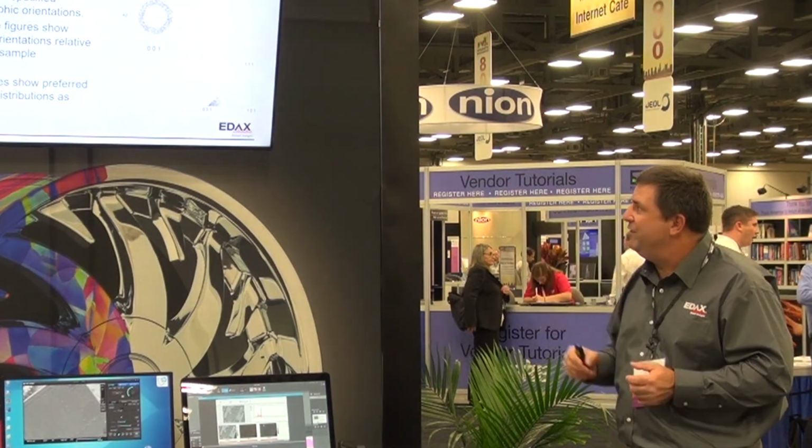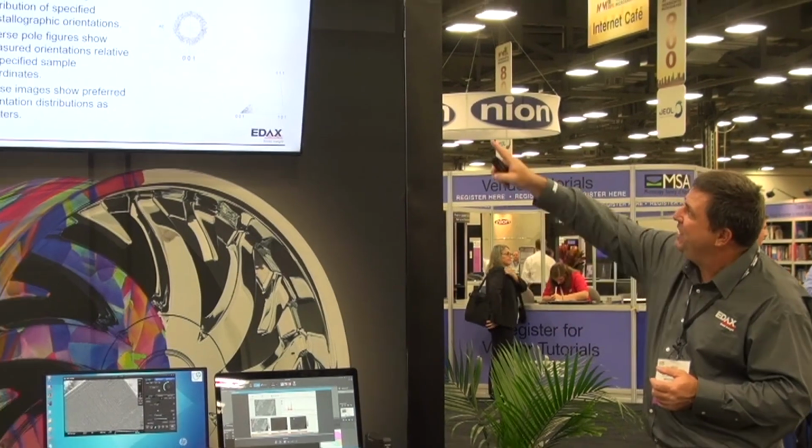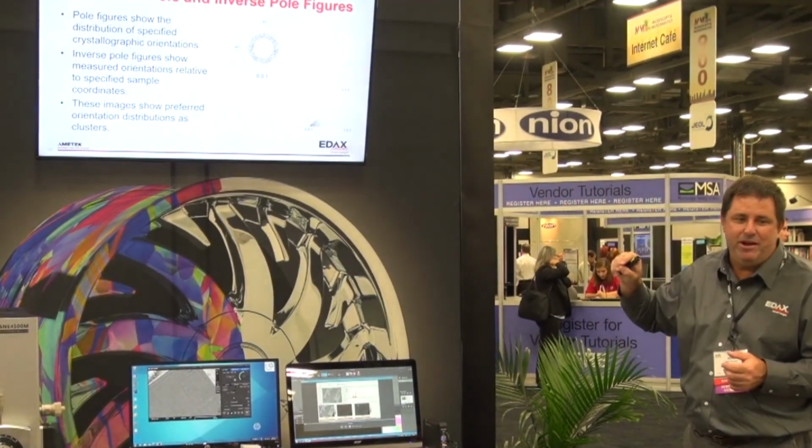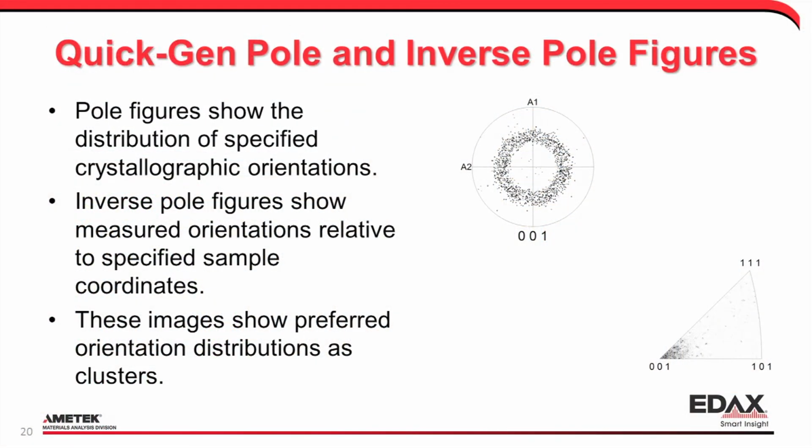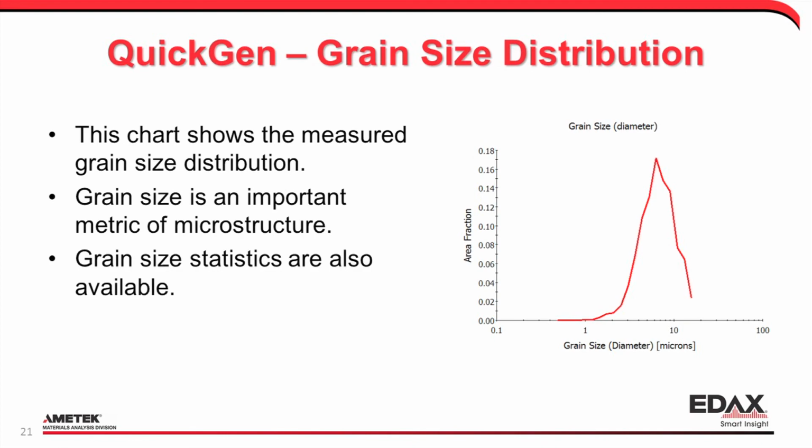We can show pole figures and inverse pole figures. We can see these are not randomly distributed. There's kind of a donut-shaped clustering in the bottom right that tells us if there's a preferred orientation present. We can get grain size distributions out. We can get average grain size numbers.